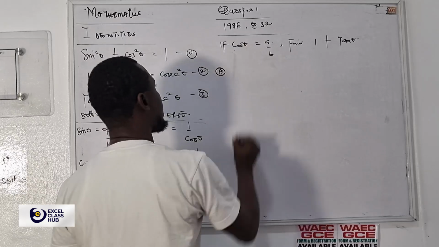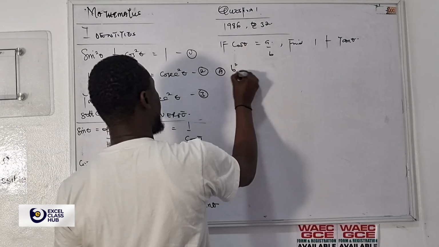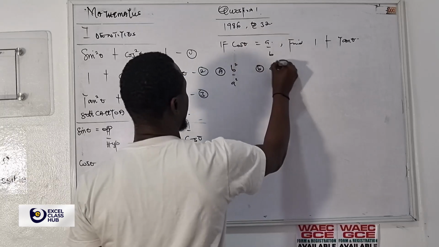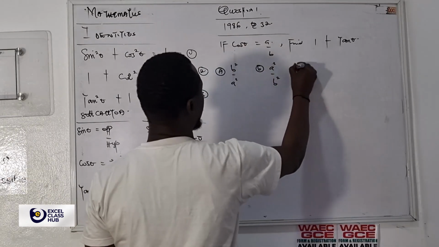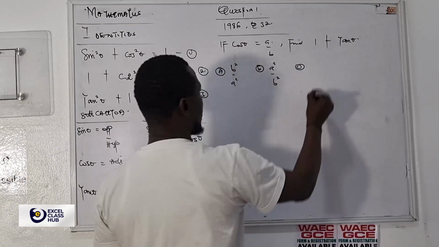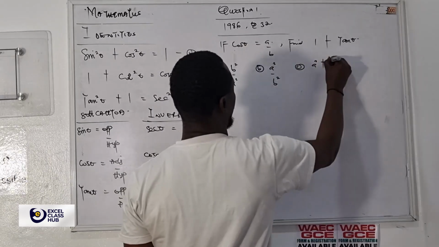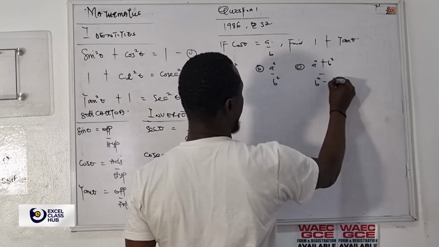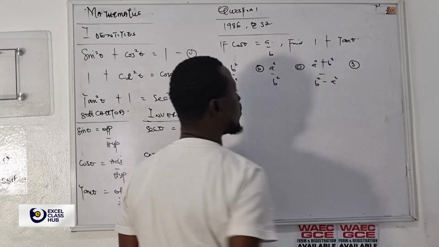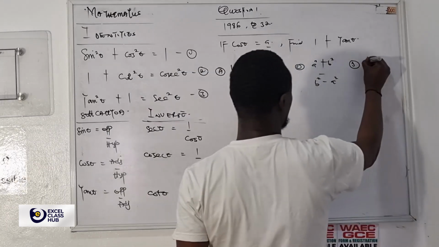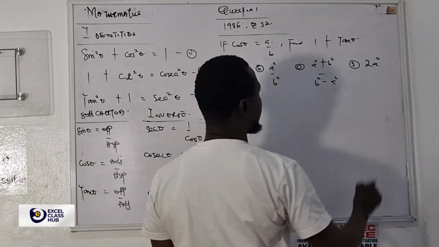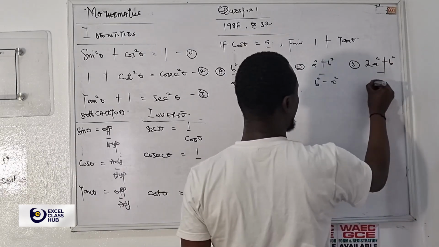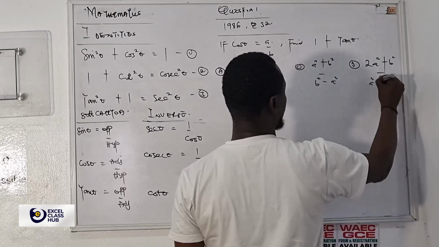Option A: B square over A square. Option B: A square over B square. Option C: A square plus B square over B square minus A square. And the last option, D: 2A square plus B square over A square plus B square.